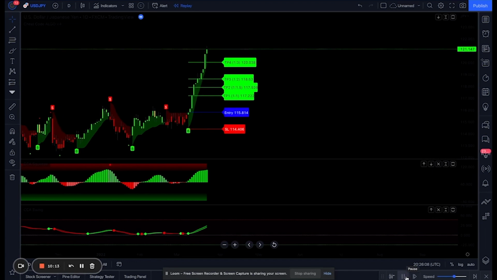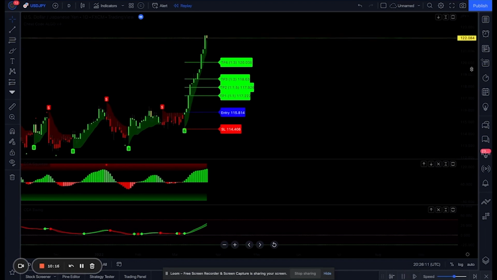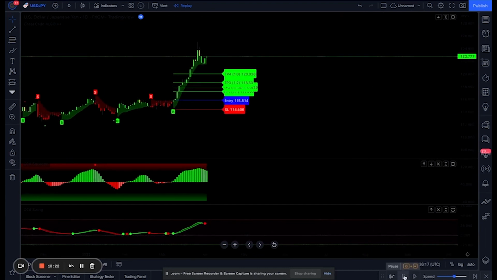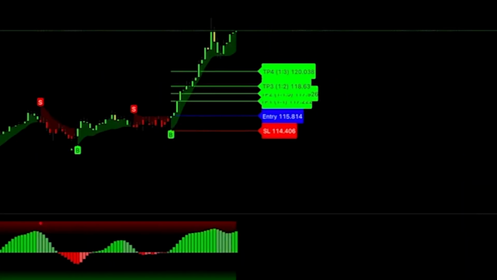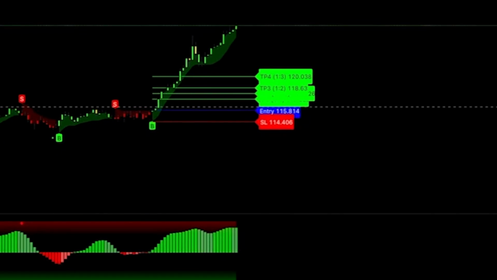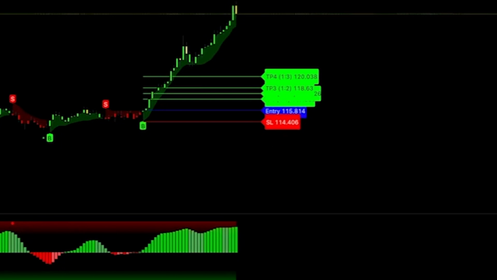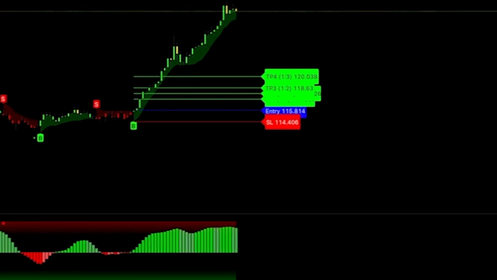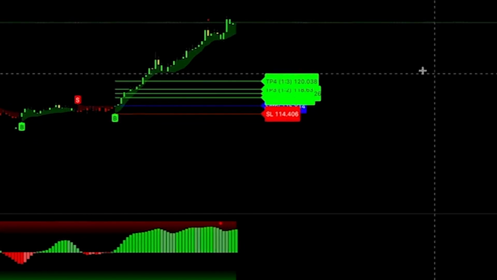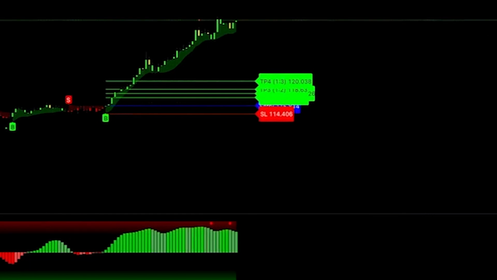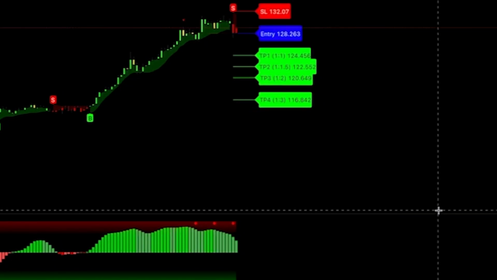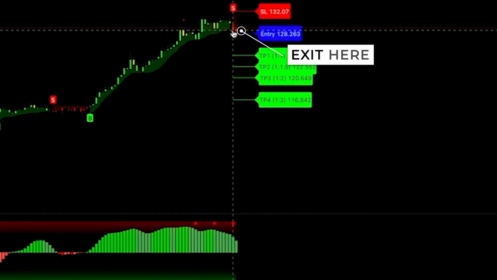So now it starts to break higher, breaks above TP4. We take another 20% of that trade out. And then we're just gonna let the rest ride until we get a sell signal, okay? So it's still riding, it's still riding. And as you can see, this trade is absolutely phenomenal. Boom, we get a sell signal and we exit our trade here, okay?